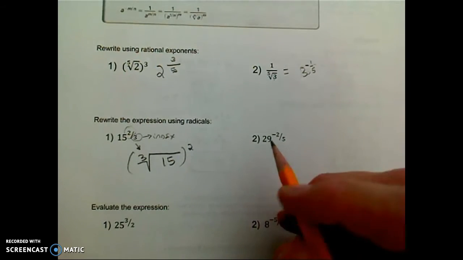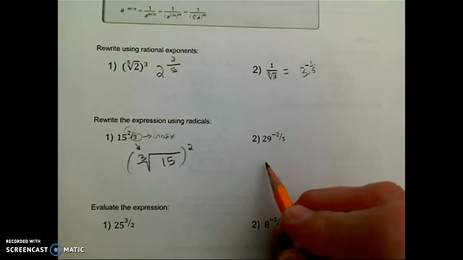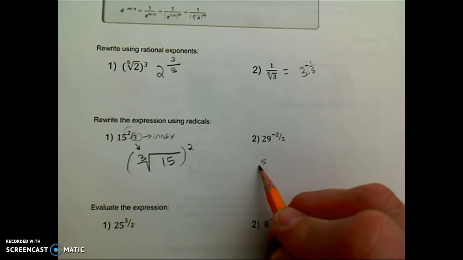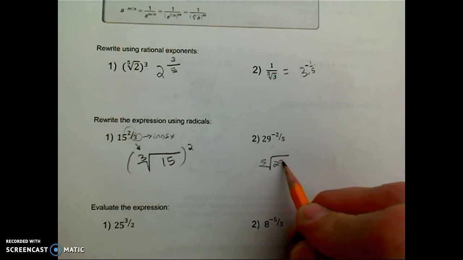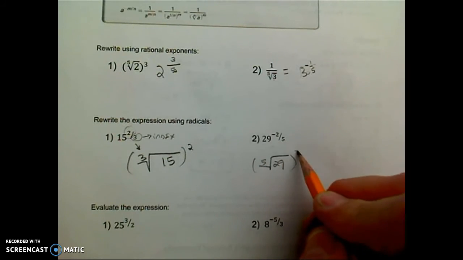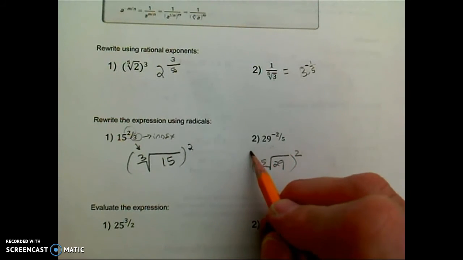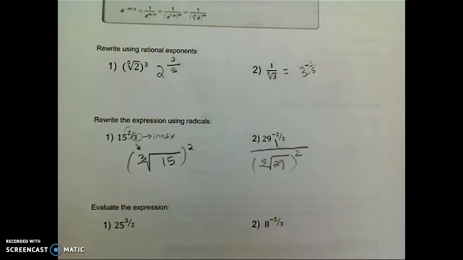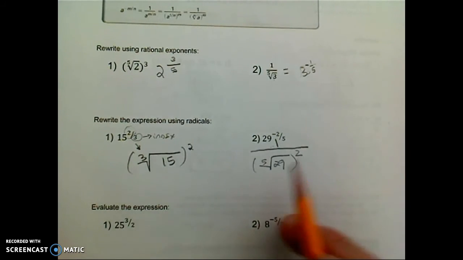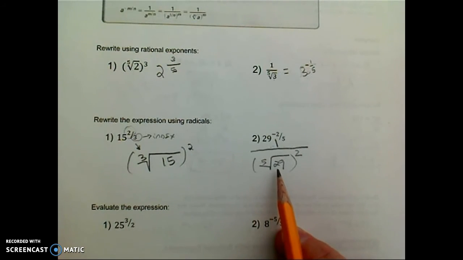How about here? Okay, so we know that this is going to be a 5th root. We're taking that and we're squaring it, but it's also to the negative 2 power, which means it's going to go in the denominator of a fraction. 1 over the 5th root of 29 squared.